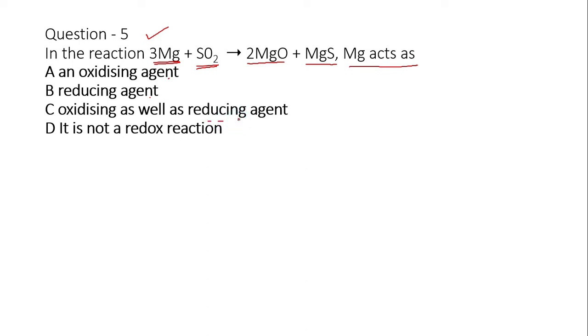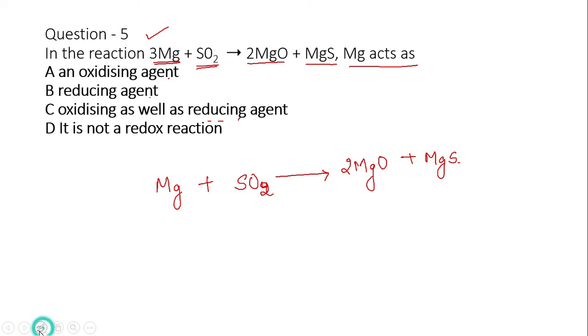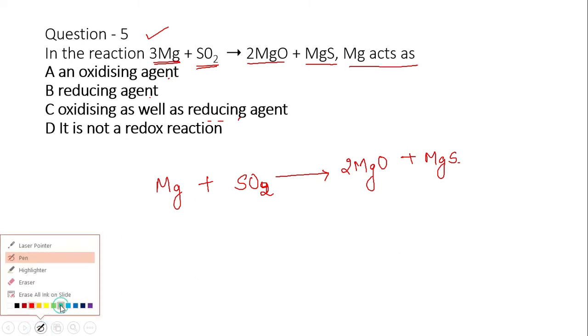This is quite a bit difficult, but let us check what exactly is happening. It is not a redox reaction. So what exactly is happening, we'll have to check. When we see the reaction Mg plus SO2, it gives 2 MgO plus MgS. See, in this situation you will mark the oxidation numbers. So let's mark the oxidation numbers to the equation.